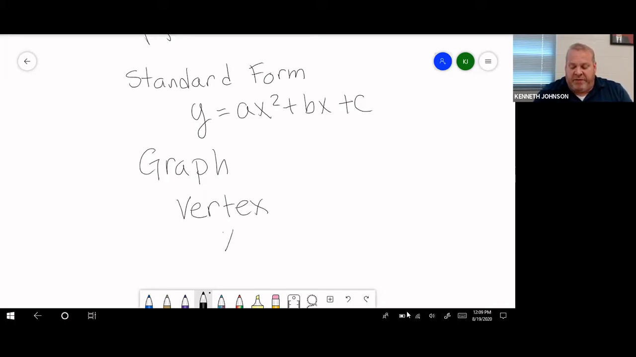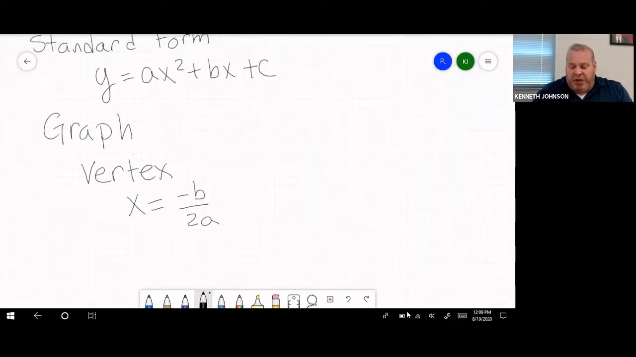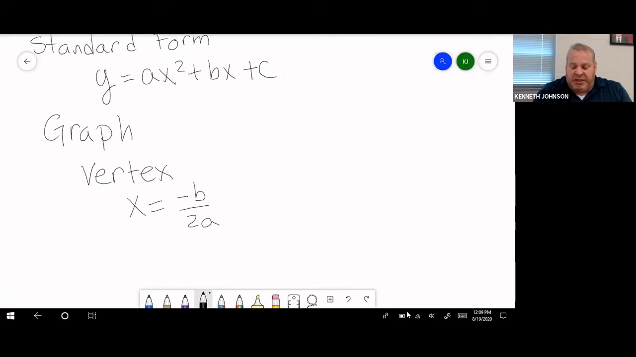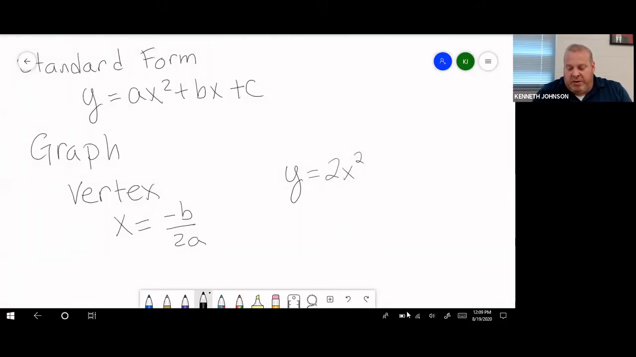And we do that by plugging it into the formula x equals negative b over 2a. That's going to give us the x value of our vertex. I'm going to do an example off to the side here. How about y equals 2x squared minus 4x plus 3.